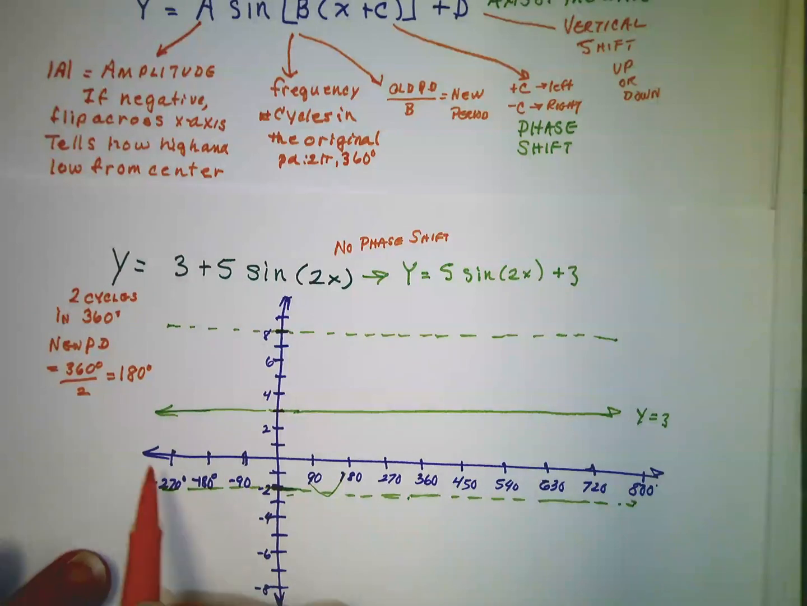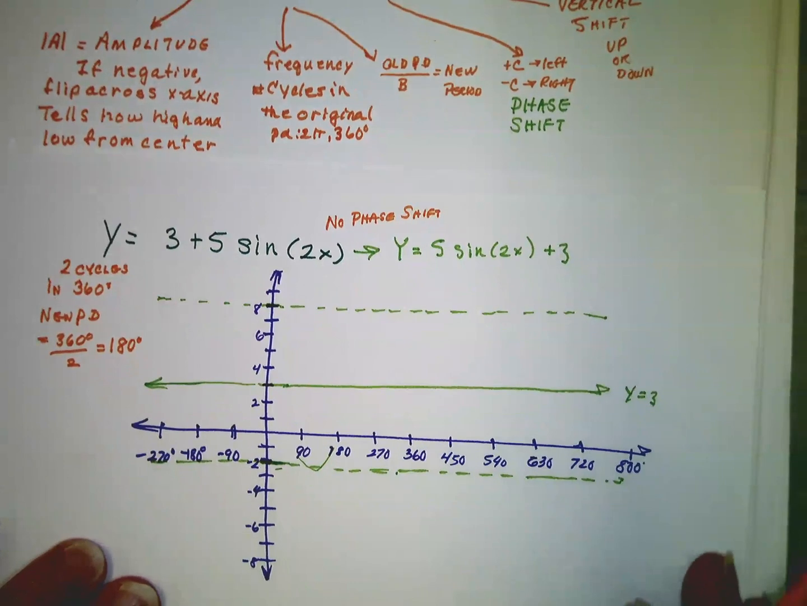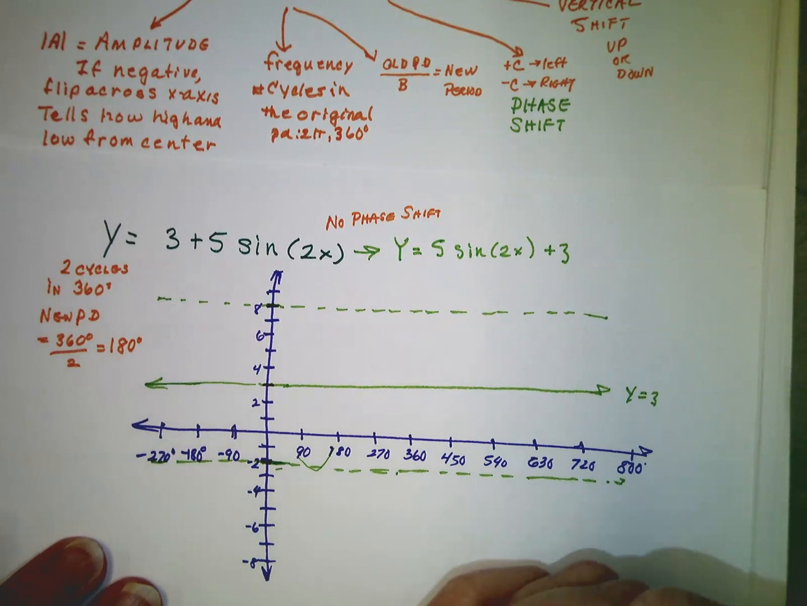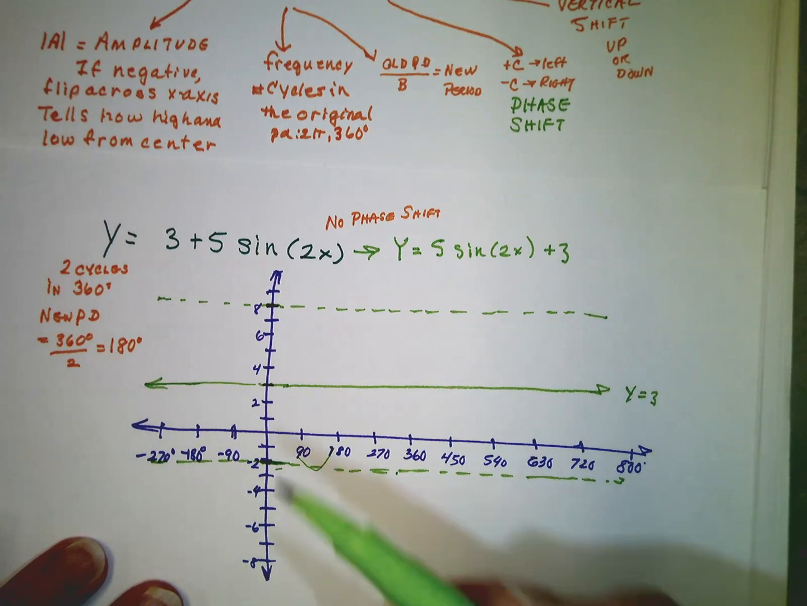Now I went with the degrees because that's how the original graph was labeled. I have to be honest, most of the functions in real life don't use degrees. They use radians and pi.